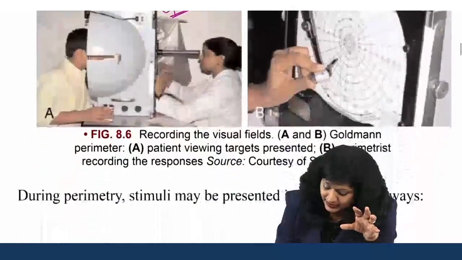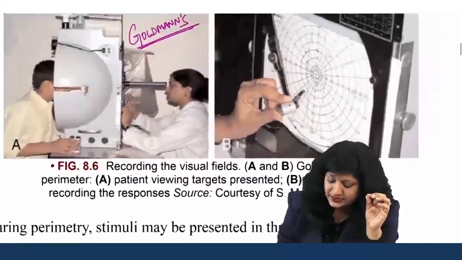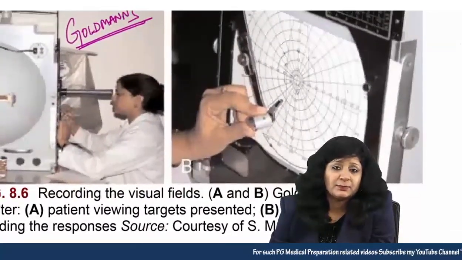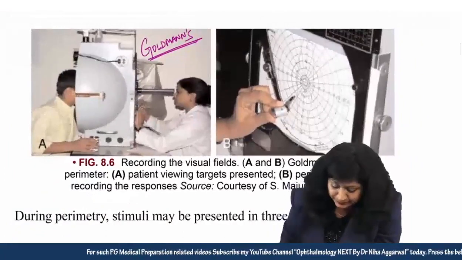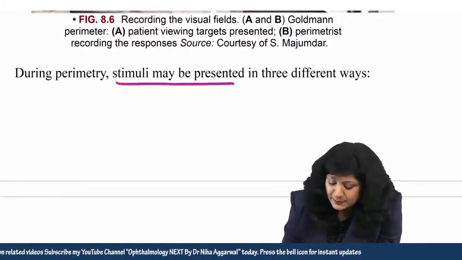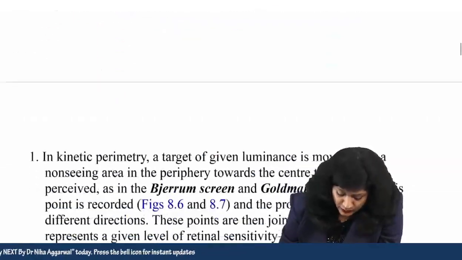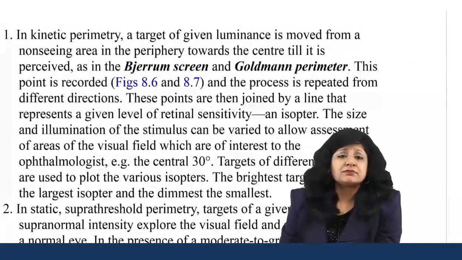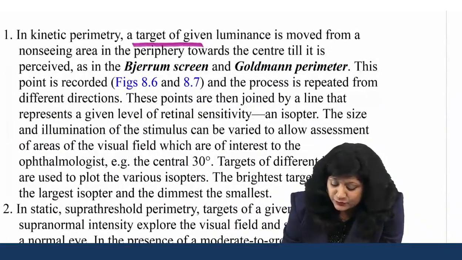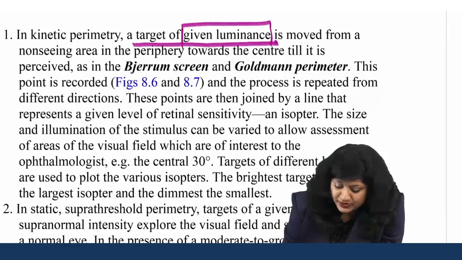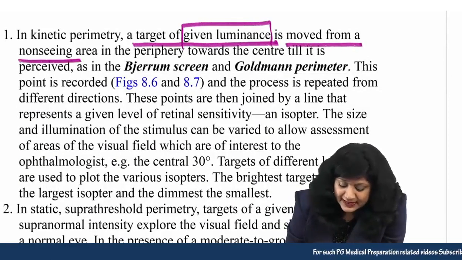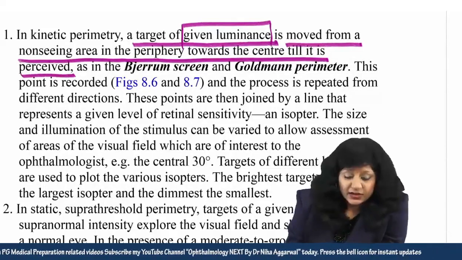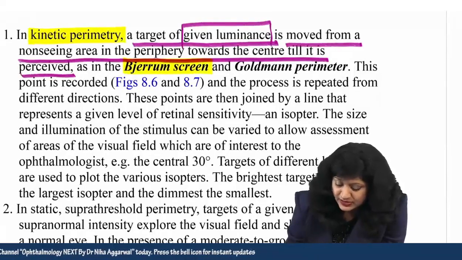Okay. Then we have another kind. This is also there. This is the screen perimeter that we'll be talking about. Now, during the perimetry, the stimulus may be presented in 3 different ways. First of all, let's talk about kinetic perimetry. In kinetic perimetry, our target is of a given luminance. So here luminance will be fixed, but it is moved from a non-seeing area in the periphery towards the center till it is perceived. So the same thing is used in the case of the Bjerrum's screen and the Goldmann's perimeter.